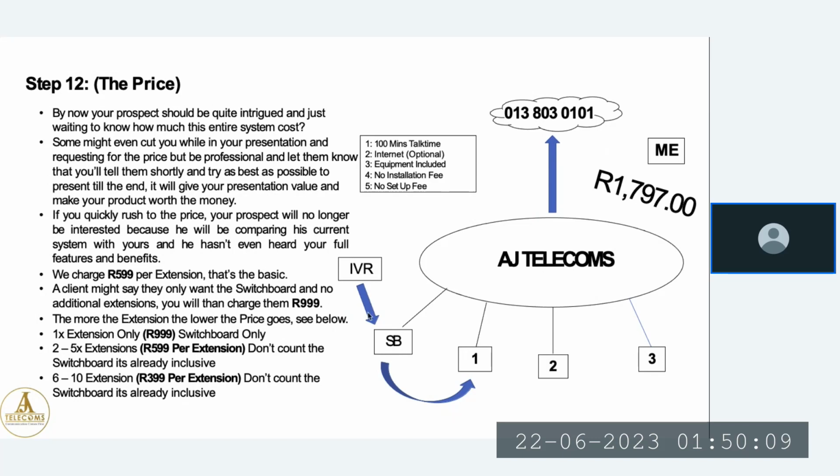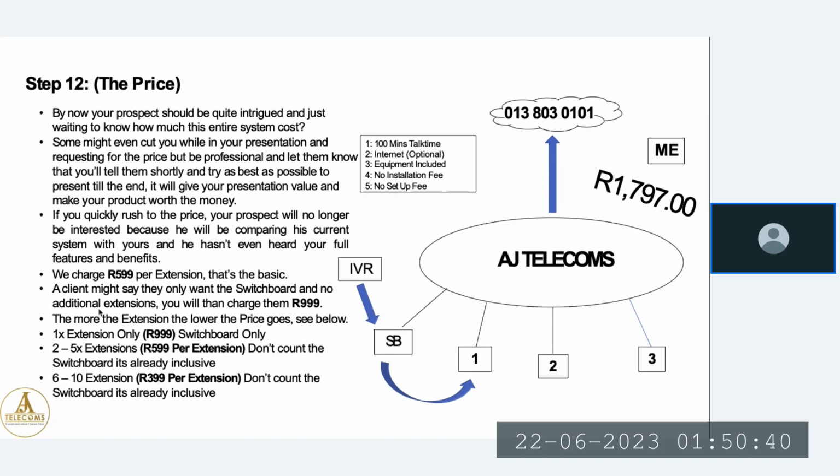So now, guys, the pricing, right? We charge $5.99 per extension. That's the basic, right? So $5.99 per extension. And what is an extension? Remember, this is an extension. One, two, three. Those are three extensions. The switchboard is not an extension. So a client might say they only want the switchboard and no additional extensions. So you will then charge them $9.99. So if the client just wants a switchboard alone, no other extensions, just the one phone, guys, listen carefully. You will charge them only the $9.99.